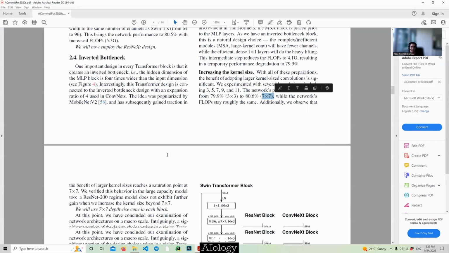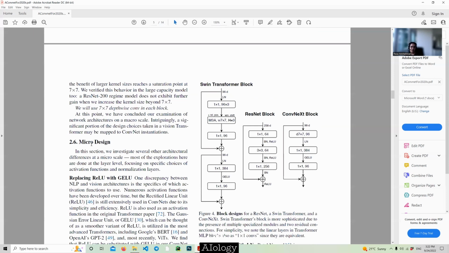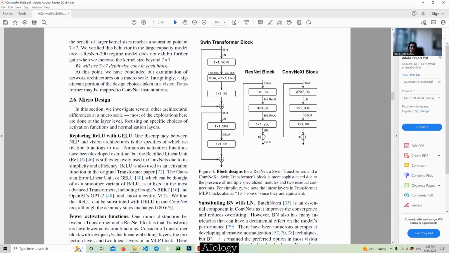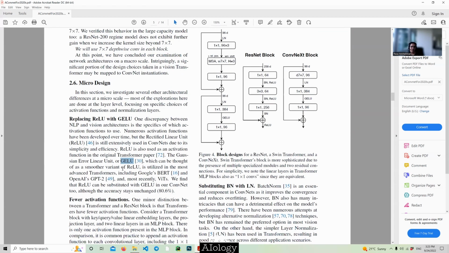And then at the end, we have micro design. The micro design is changing ReLU to GELU. The GELU is the Gaussian error linear unit. Changing ReLU to GELU is done because in many transformers, like Google BERT, OpenAI GPT-2, and most recently ViT, the GELU is used. There is no performance gain here, but it showed good performance, and it also has a smoother variant and trajectory than ReLU. So it is better in training and smoothing the loss trajectory.